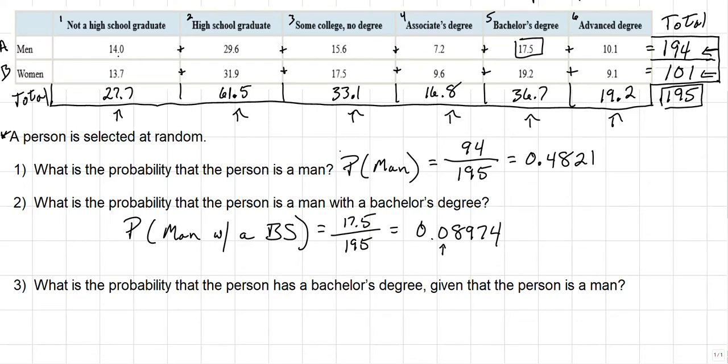Now let's look at part C, because that is where we're going to come up with a conditional probability. What is the probability that the person has a bachelor's degree, given that the person is a man? So now we're going to find the probability that the man has a bachelor's degree, and then divide by the probability that they are a man. So, conditional probability: bachelor's degree given that they're a man.